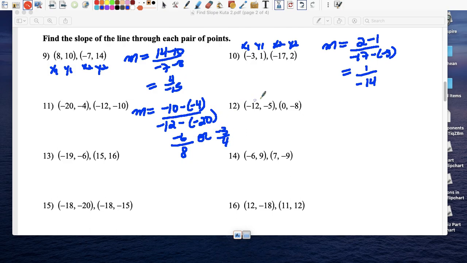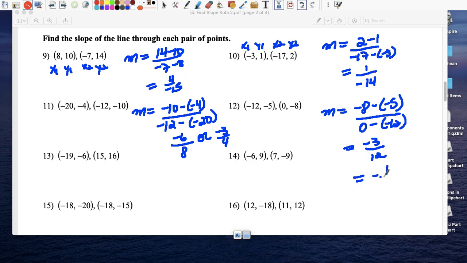So that's number 11. 12, we get negative 8 minus negative 5 over 0 minus negative 12. So we're going to get negative 8 plus 5, which is negative 3. And at the bottom, we get positive 12. Simplified, we get negative 1/4. So number 12, the slope is negative 1/4.